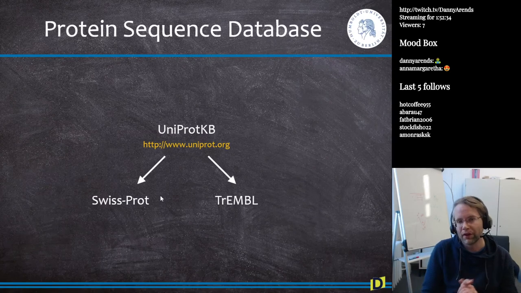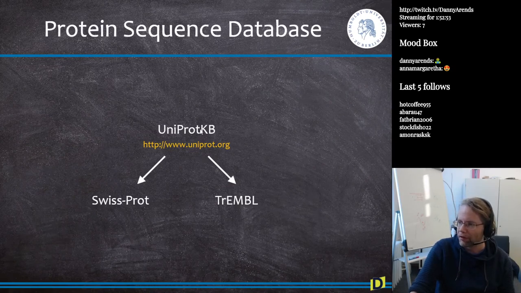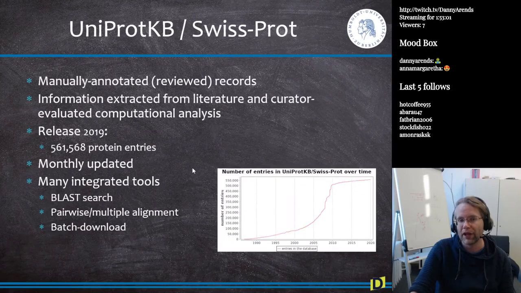So for protein sequences, one of the other protein sequence databases is UniProt. UniProt is a very big database, and it's divided into two different databases. So it's actually a combination of two. The arrows, I pointed them down, but they should actually point up, because both SwissProt and TrEMBL feed into the UniProt knowledge base. So UniProt is one of these other protein databases which contains protein information.